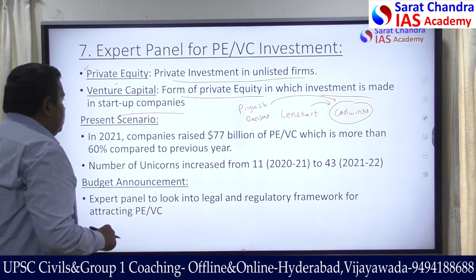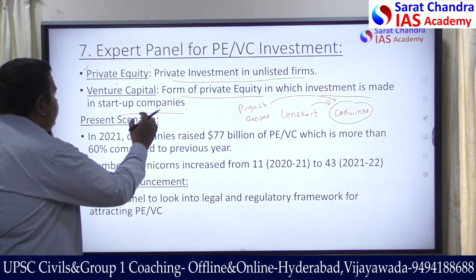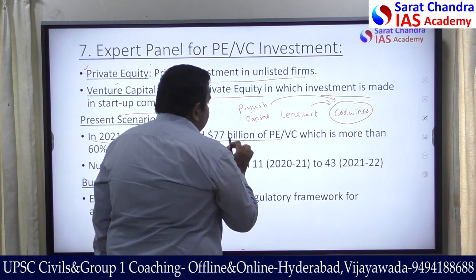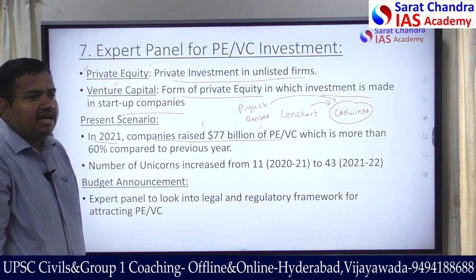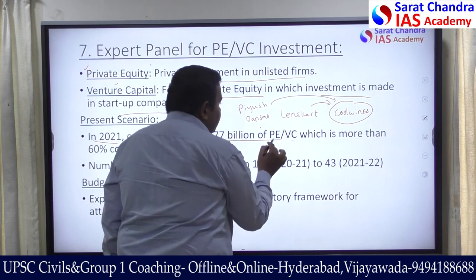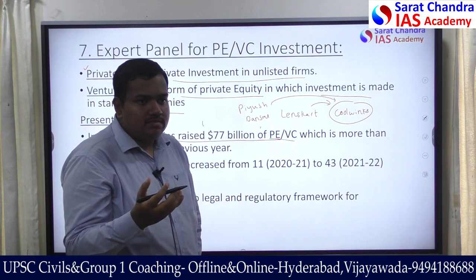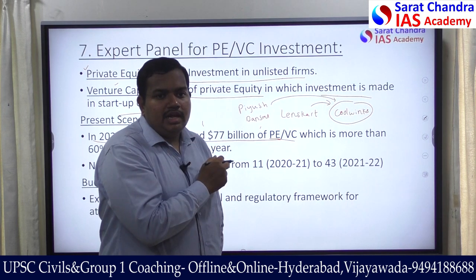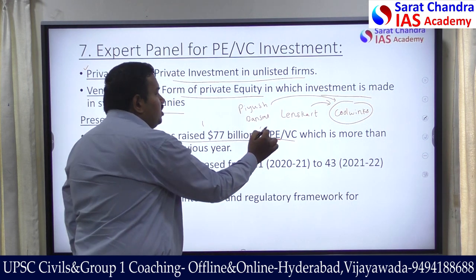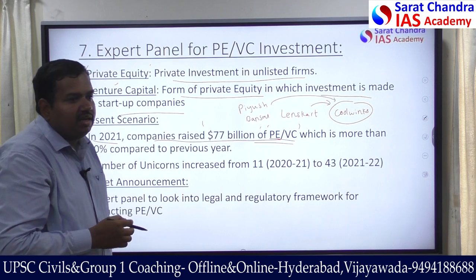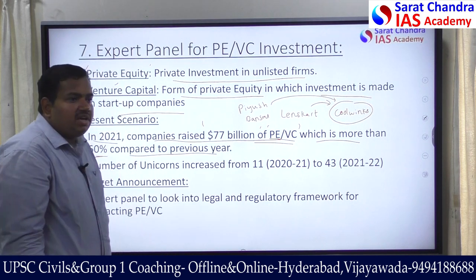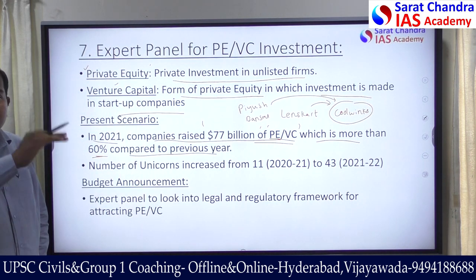Okay. Now, what is the present scenario with respect to venture capital and private equity? So, in 2021, companies raised around $77 billion of private equity or venture capital, which is huge. This is not being done through the share market. This is being done through private means. That means there is no IPO here. So, without an IPO, this much amount raised is a huge investment, which is more than 60% compared to the previous year. When compared to the previous year, it has risen by almost 60%.